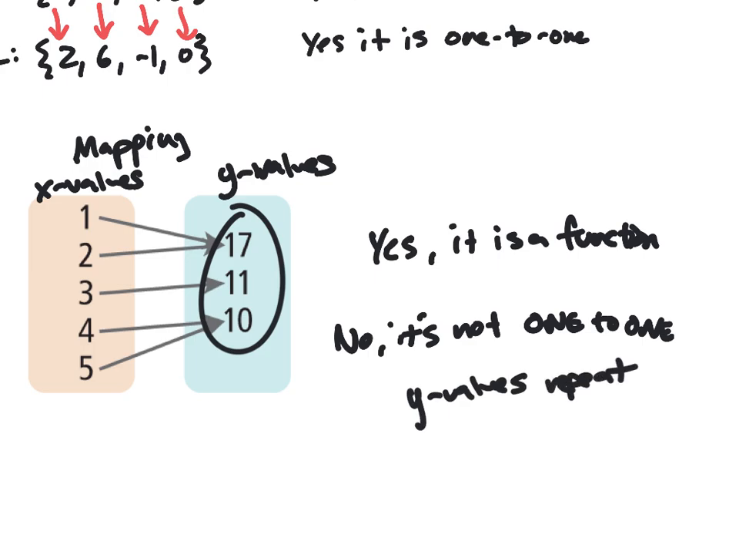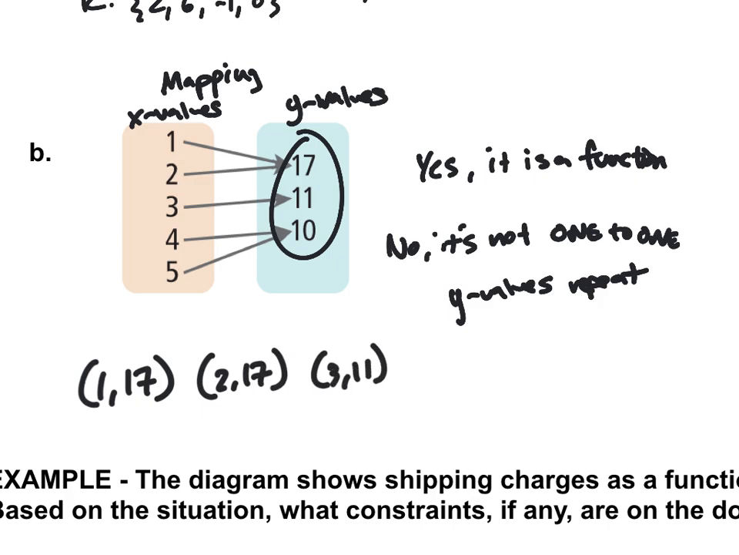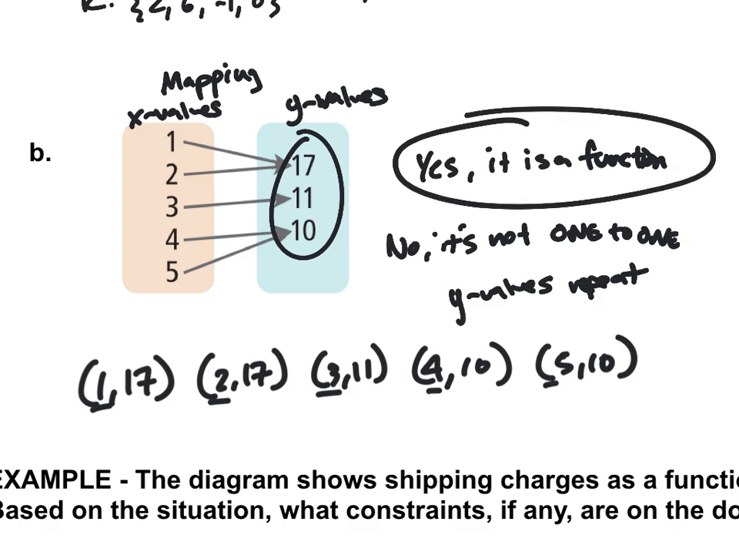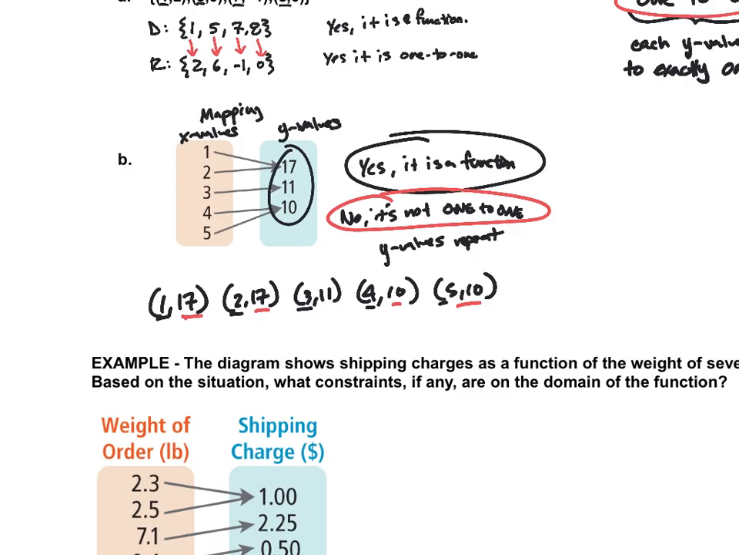repeat. And one of the things that I'm looking for here, if I wanted to put these into ordered pairs, I have the point 1, 17. I have the point 2, 17. I have the point 3, 11. I have the point 4, 10. And I have the point 5, 10. So my x values don't repeat, okay? That's why it is a function. But then the y values do repeat, and that's why we would say, no, it's not 1 to 1, okay? So that's how we look at those.